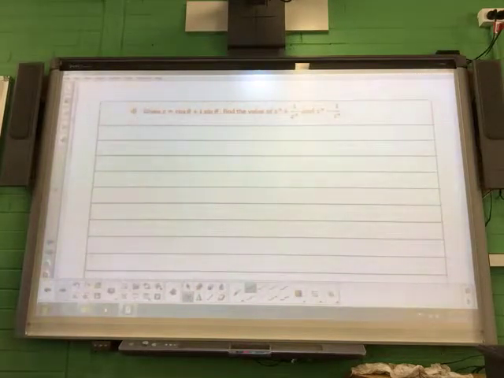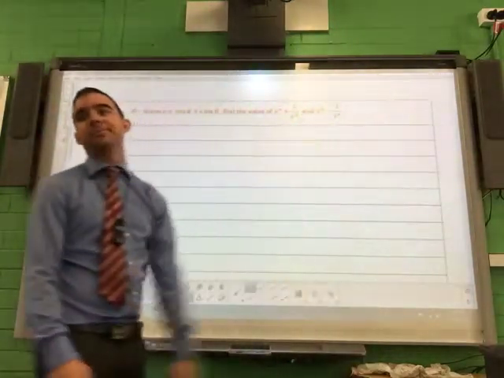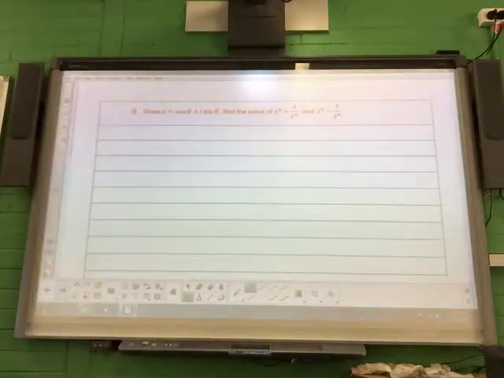Okay, a couple more things we need to do. Z is the polar form of a complex number with modulus 1. Find the value of Z to the n plus 1 over Z to the n, and Z to the n take away 1 over Z to the n. So these are results that you need to know. We're going to derive them, so that you've got the opportunity to be able to derive them.